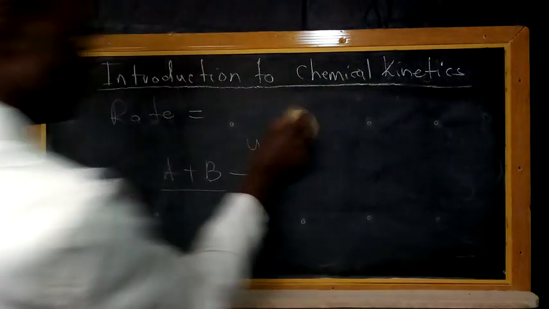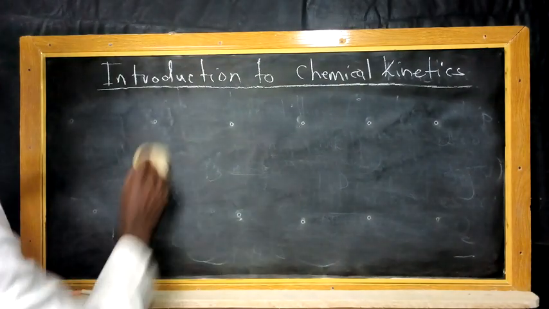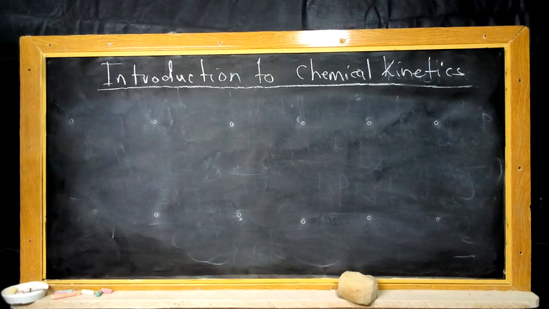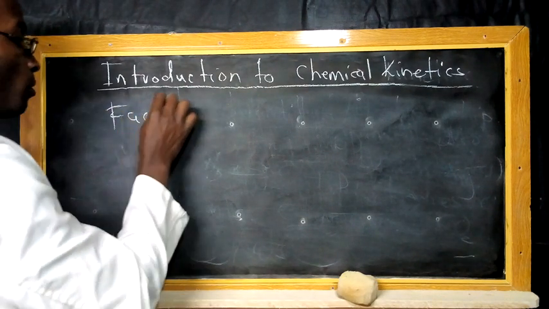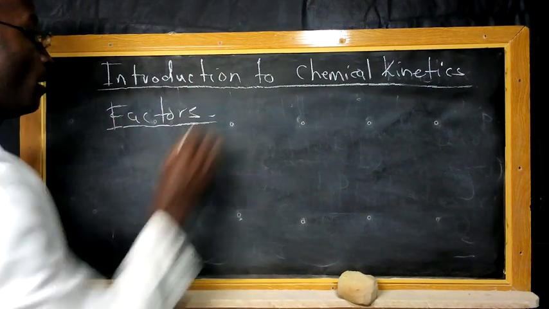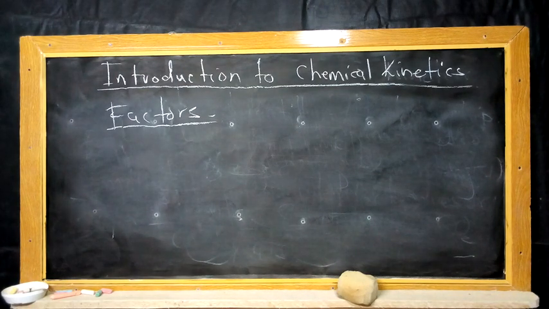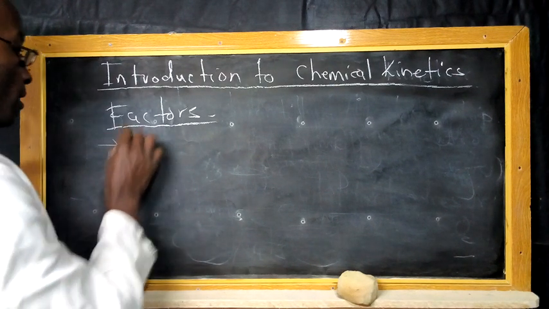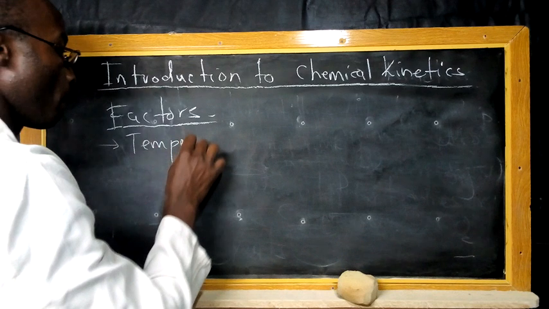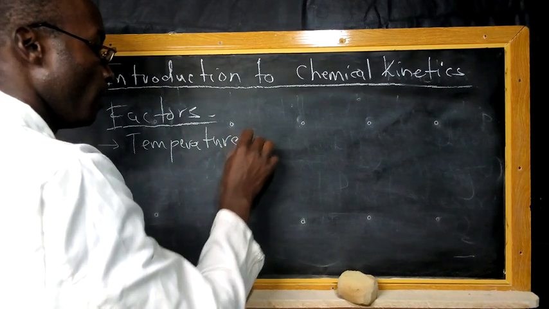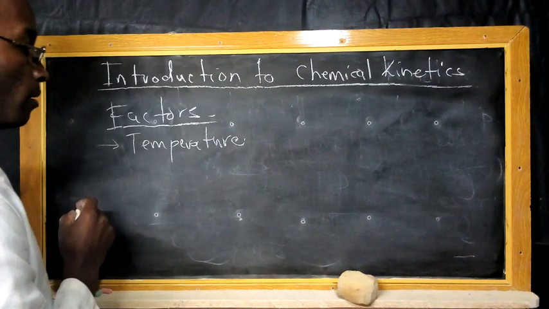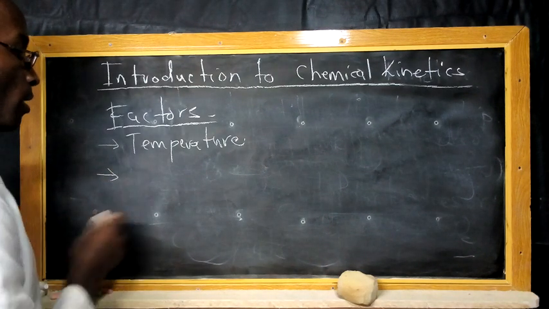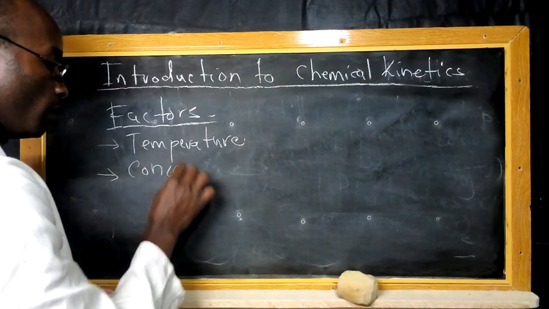Factors that we are going to consider when talking about the rate of a chemical reaction. So the factors to consider when talking about the rate of a chemical reaction. Factor number one is temperature. We are going to see that a change or variation in temperature is going to affect the rate of reaction, and then we are going to talk about concentration.